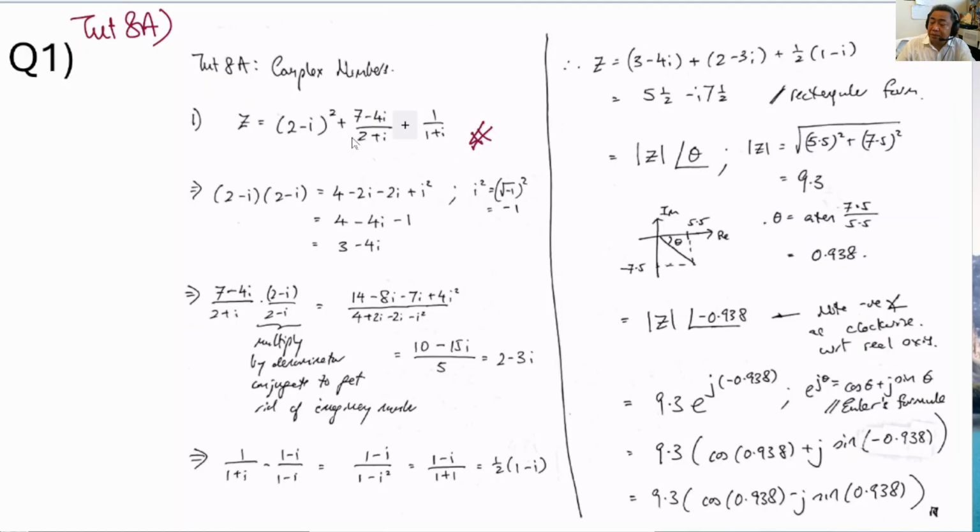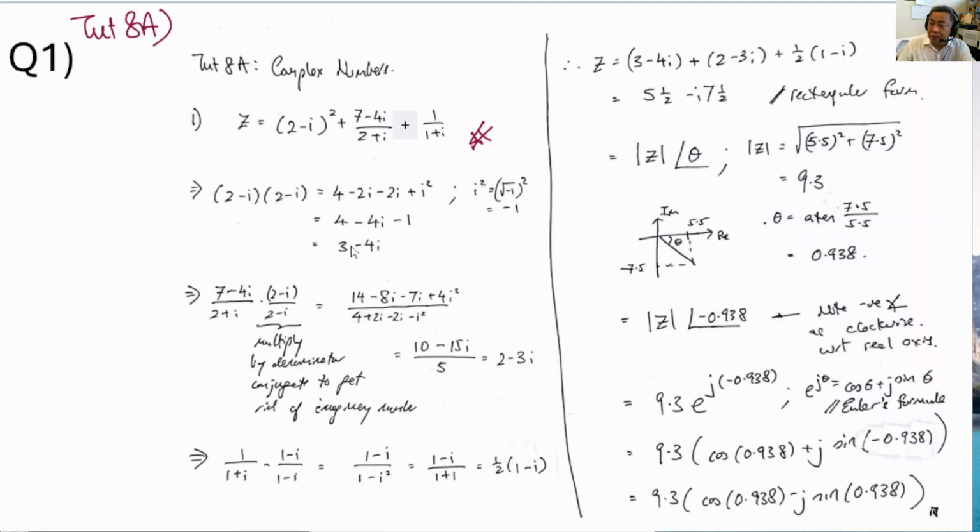So this question basically tests you on how to find products of complex numbers, division, and addition as well. So we can operate on each of these terms separately. (2 minus i) squared, we do it here. (7 minus 4i) divided by (2 plus i), we do it here. And 1 over (1 plus i), we do it here. You can see the details of the working here.